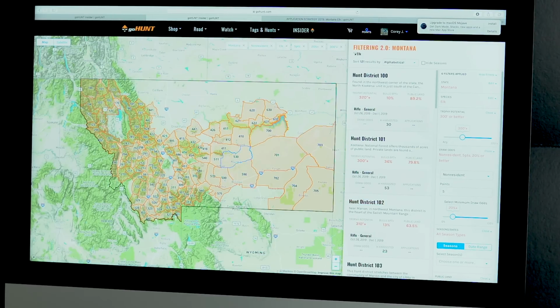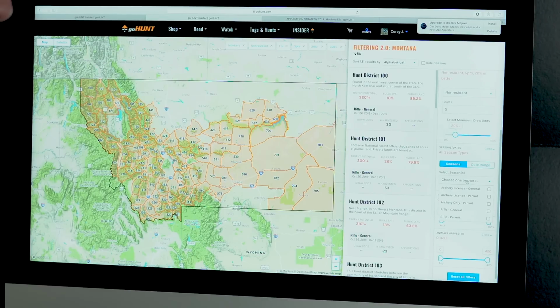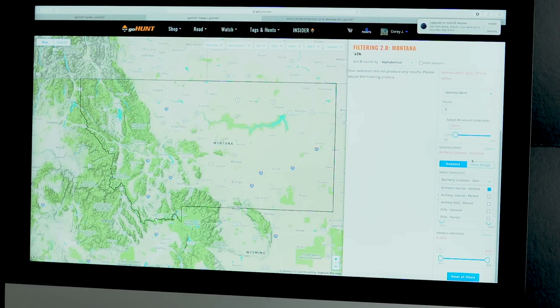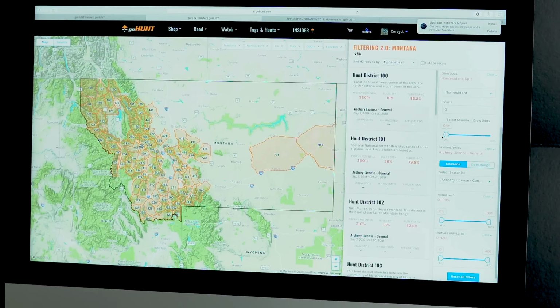And you'll see a handful of the units fall off. Now when we get into the season, we have elk license general. That's our general tag. If we only want to look at the general elk combination licenses, I'm going to get rid of some points here and go down here. Here's kind of a map of a lot of those units.